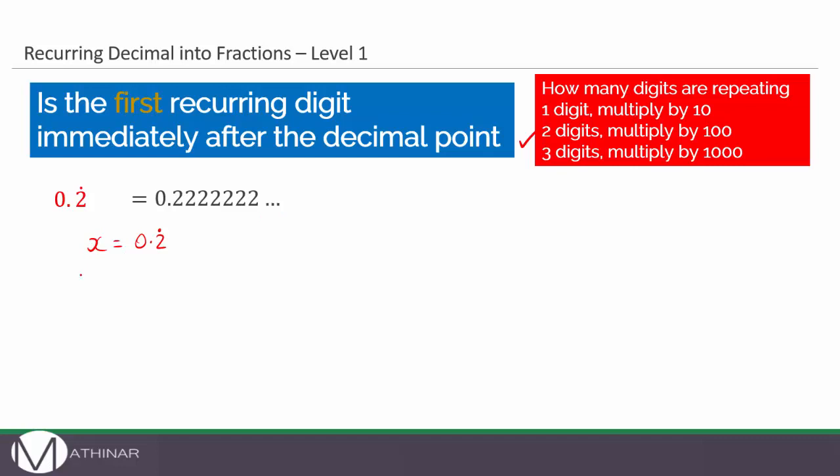So if we multiply x by 10, we get 10x. And if we multiply 0.2 recurring by 10, we will get 2.22222, so 2.2 recurring. Next, we subtract. So 10x take away 1x leaves us with 9x, and 2.2 recurring take away 0.2 recurring leaves us with just 2. Now x will equal 2 divided by 9. And if this fraction simplifies, then you need to make sure you simplify it as much as possible in this topic. But for my question, 2/9 will be my final answer.